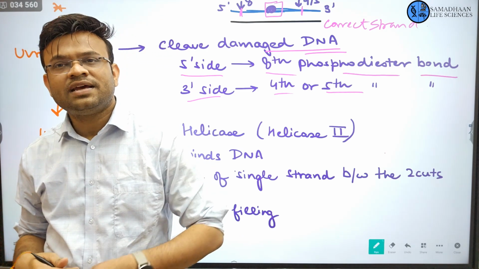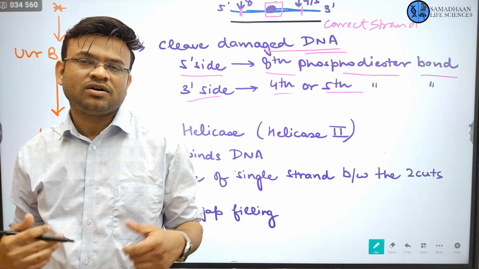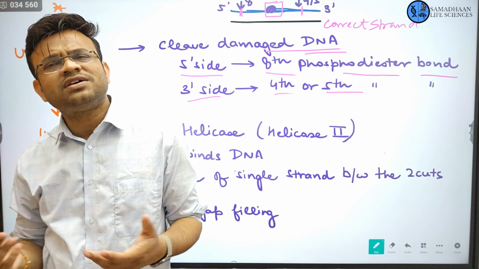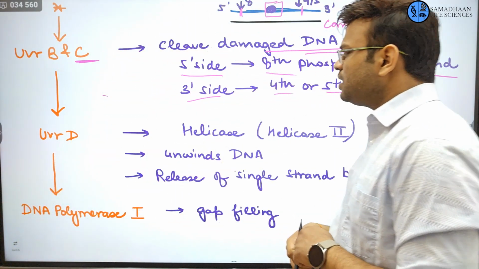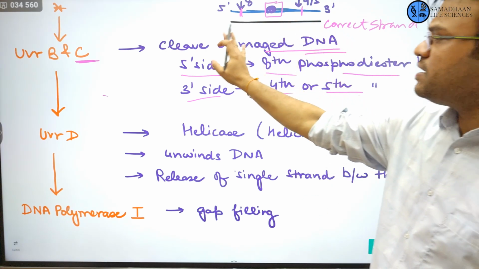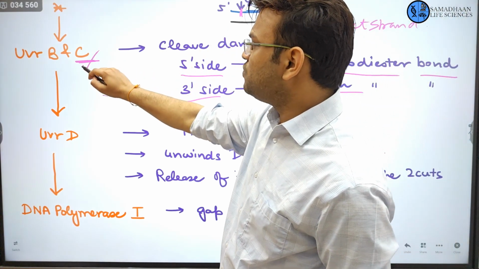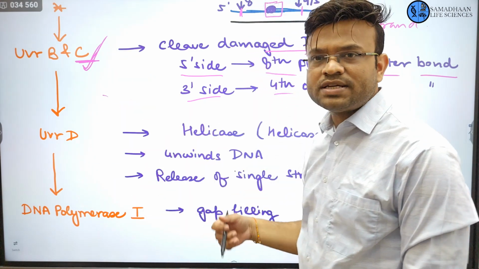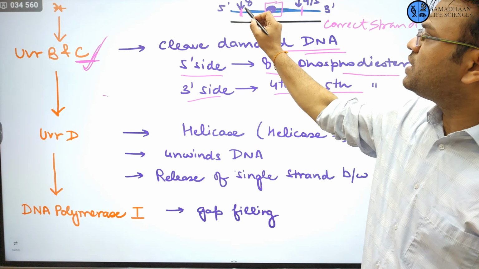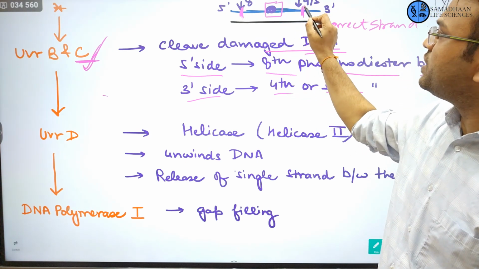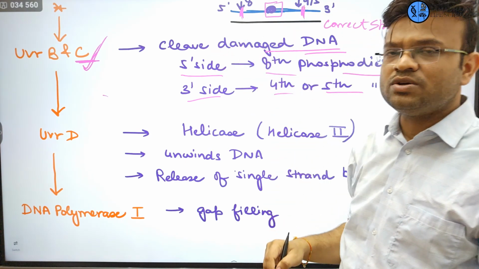That is why I said that UvrABC nuclease, or nucleotide excision repair, would majorly be cleaving roughly around 12 nucleotides. Okay, so this is clear. UvrC would be cleaving this phosphodiester bond over here. This is what would be done by UvrC only.